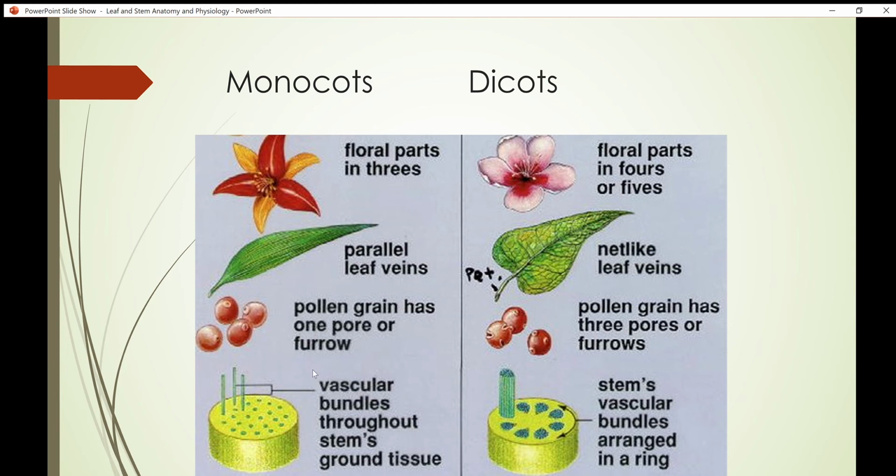And then we also see this diagram again of the vascular bundles throughout the stem. They're very scattered. Dicots, again, 4s or 5s for petals, net-like veins in the leaves. Pollen grains have 3 pores or furrows. So di means 2 or multiple, and that's where we see the multiple furrows in the pollen grains. So we'd need a microscope to see that. And then we see the ring shape of vascular bundles.